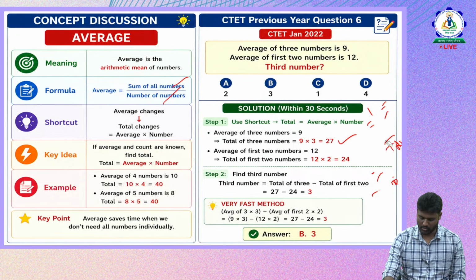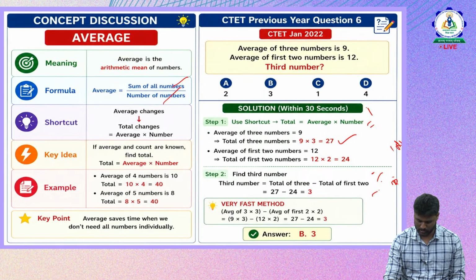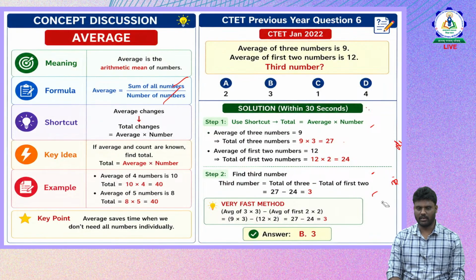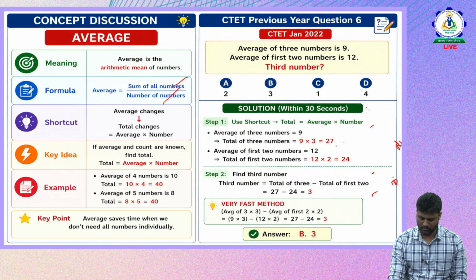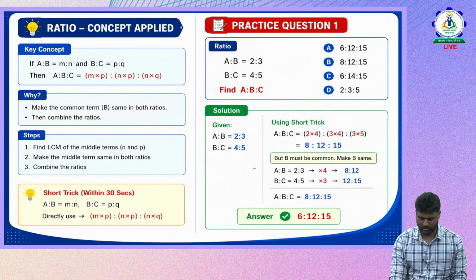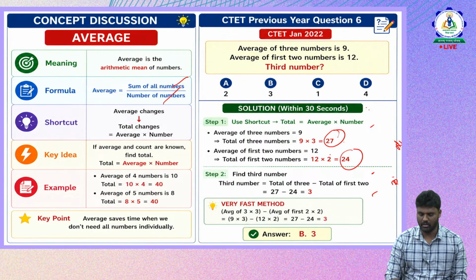Now after identifying these, what are we supposed to do? We need to find the third number. How do we identify the third number? The third number is equal to the total of three numbers minus the total of the first two. We have got the total of the three numbers and the total of the two numbers.